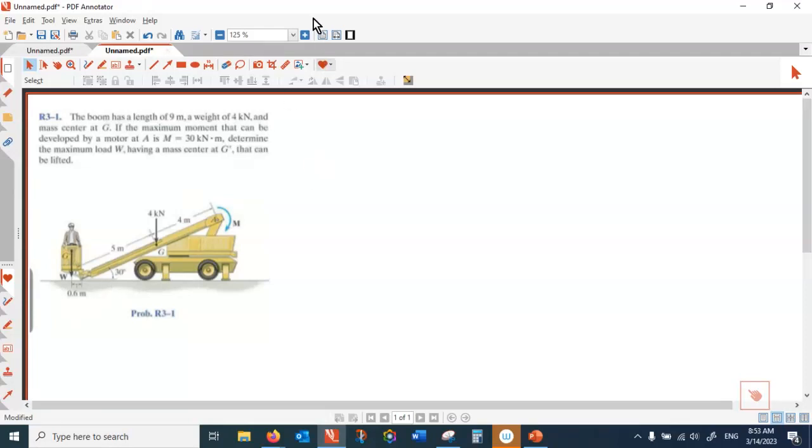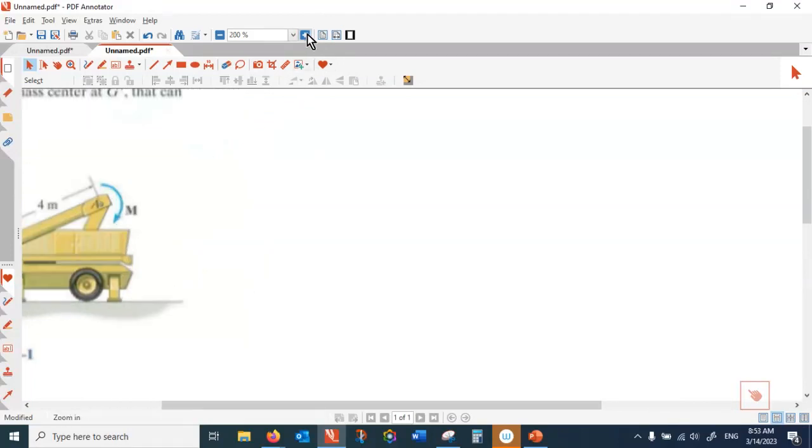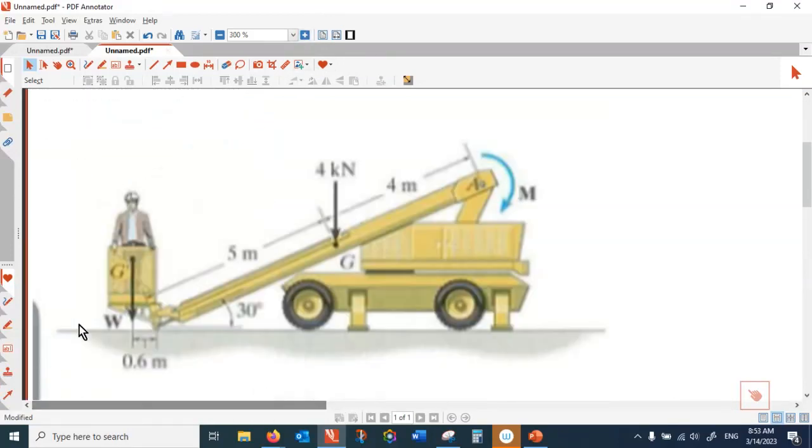If I zoom in here, maybe you can see that better. You see, the boom, 4 meters, ends here. That is the end of the boom, right? Between the end of the boom and where the man stands, there is a 0.6 meter horizontal distance. So for finding the maximum capacity, what is the heaviest person who can stand here and still the system doesn't topple or rotate?